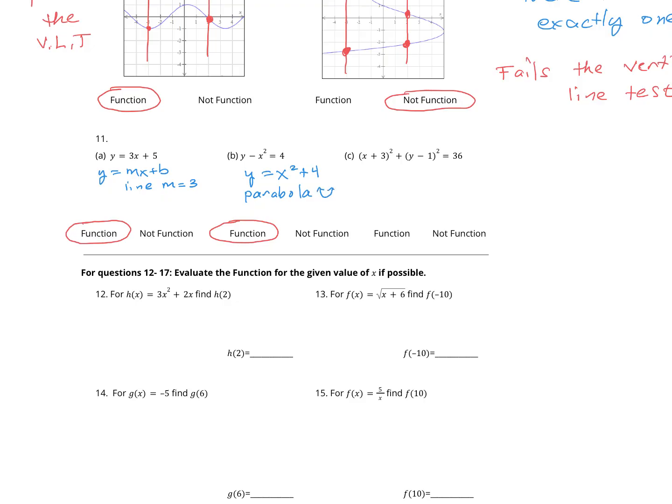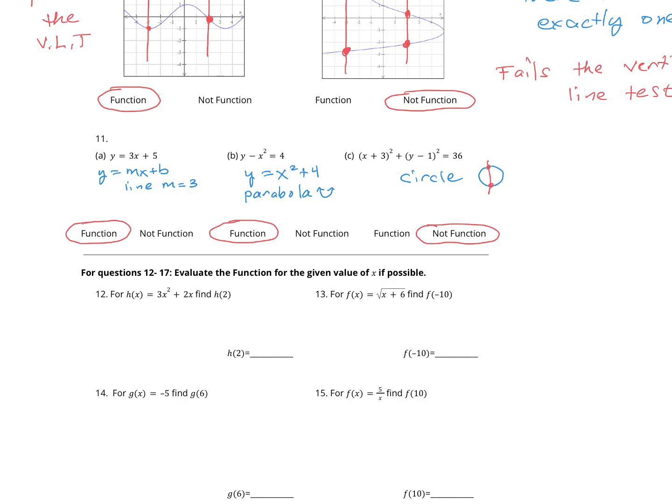The last one, well, hopefully you're remembering something we talked about a few minutes ago. That is the graph of a circle. And if you think about a circle, it is definitely going to fail that vertical line test. And so that is going to not be a function. All right, so again, lines that are not vertical, they're functions. Parabolas that open upwards or downwards, they're functions. Things like circles are definitely not functions.